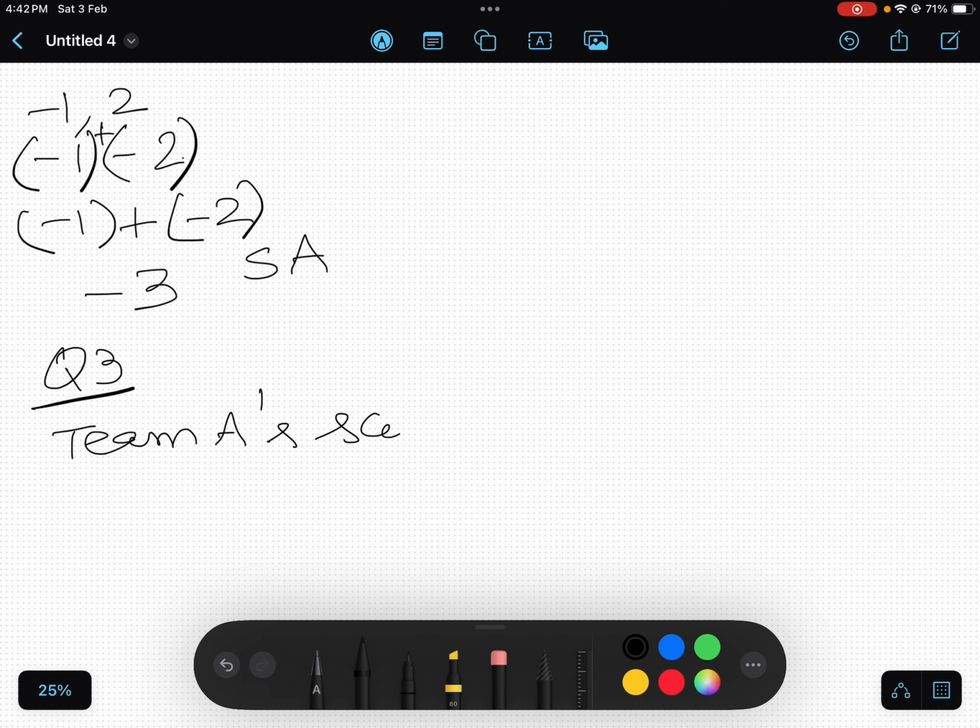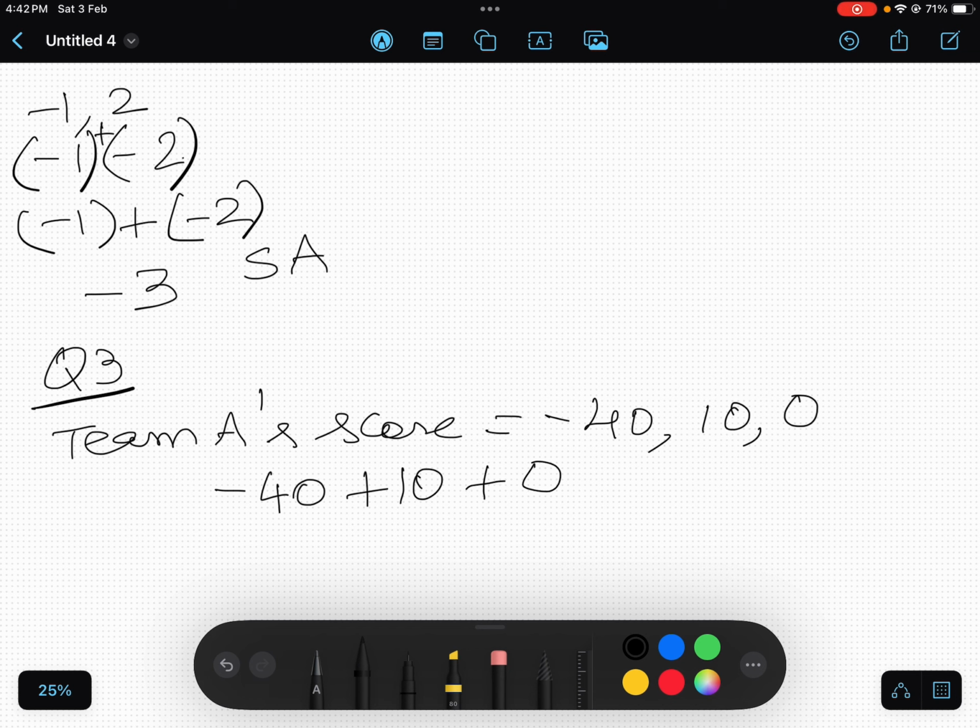Team A's score is given as minus 40, 10 and 0. It means to find out totally how much team A scored, just add it. So minus 40 plus 10 plus 0. You can just leave the 0, it is not going to change the answer. So minus 40 plus 10, put it in brackets like this.